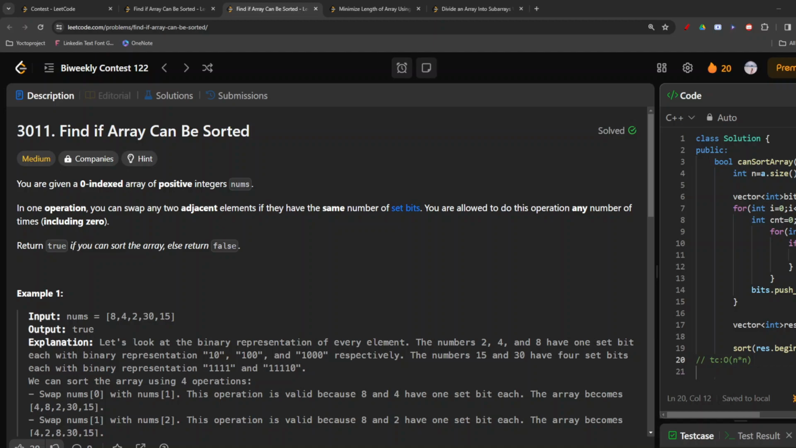So today we are going to do the LeetCode Biweekly challenge, second question: find if array can be sorted or not. Let us first read this question, then go over the constraints, and then finally the coding part for the same.